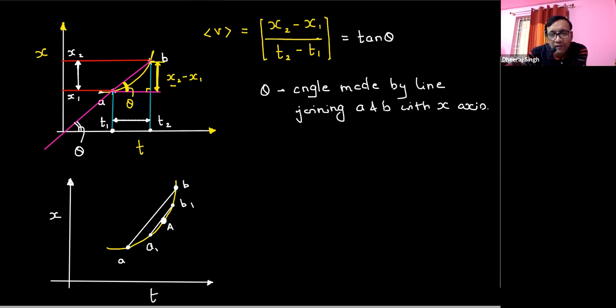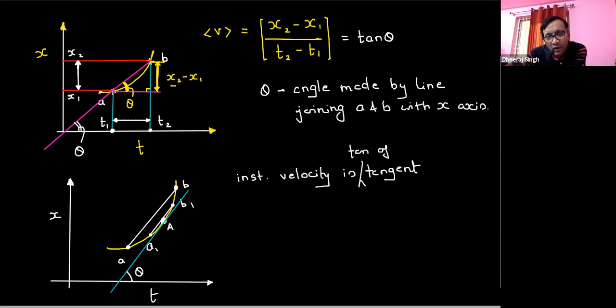Okay. So now if I bring A1 and B1 very close to A and then connect A1 B1, it'll become a tangent. Fine. So graphically, instantaneous velocity is tan theta of the tangent at that point. Fine. So instantaneous velocity is tan of the angle made by the tangent at that point. Fine. So this is how graphically average velocity and instantaneous velocity look like. Fine.